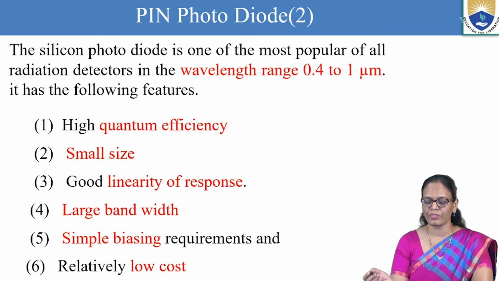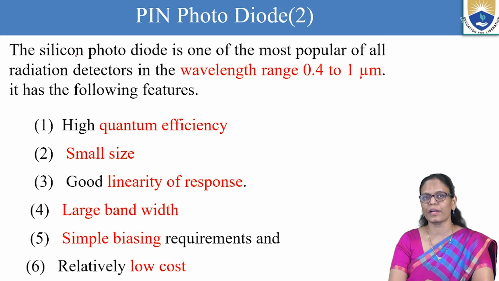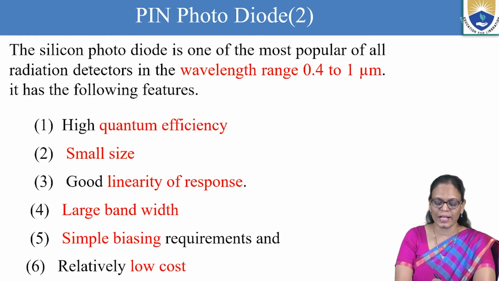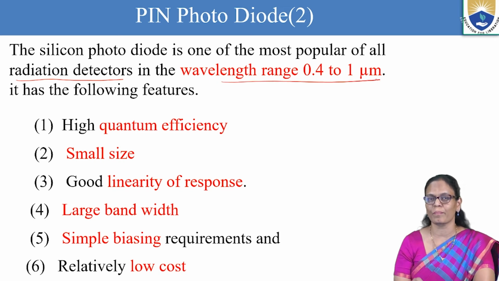Now, what are the features? What we are seeing here is that the most common photodiode, the pin diode we are using, is silicon. It is popular as a radiation detector, and it acts in the wavelength range of 0.4 to 1 micrometer. And it has the following features.